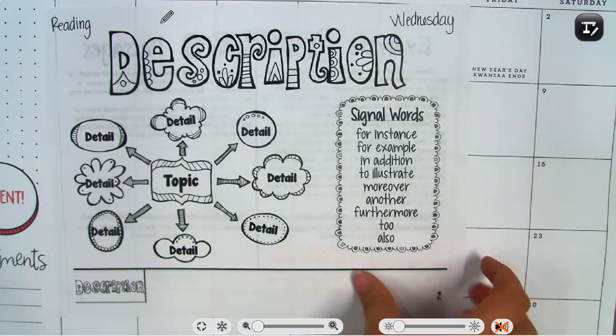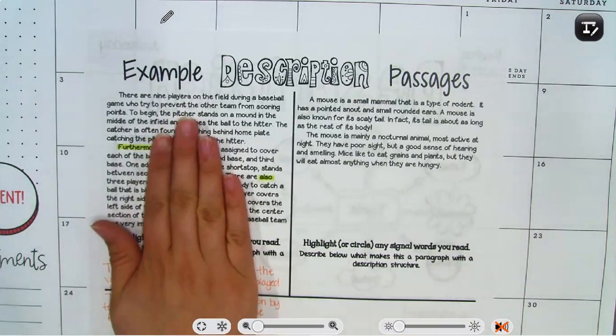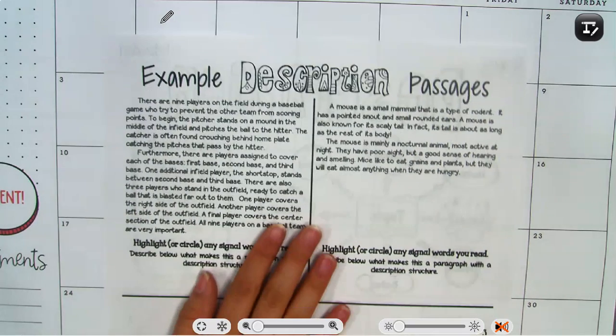So we're going to turn it over, and we're going to read the passage on the left side. It's going to be over baseball. So let's see what it's talking about.